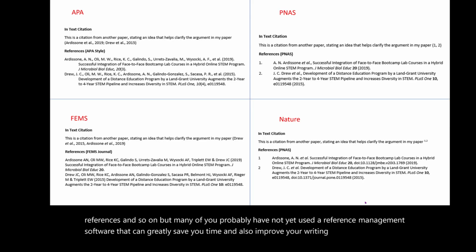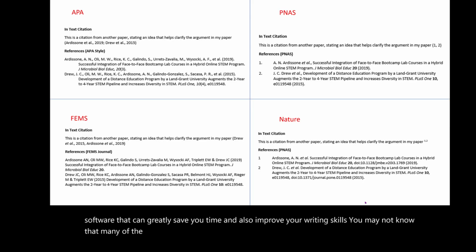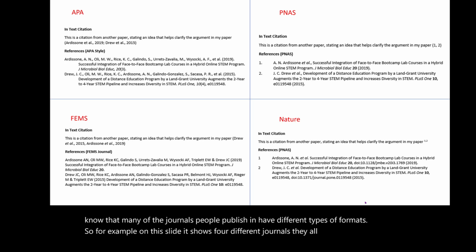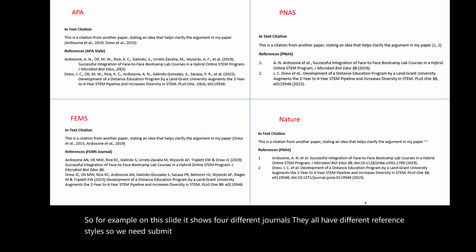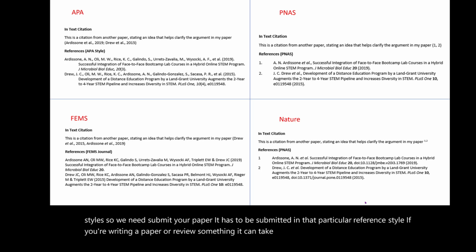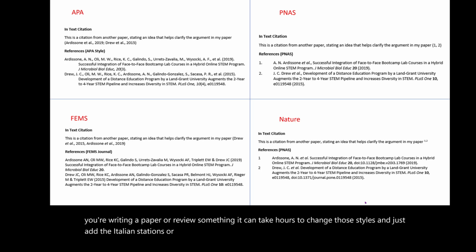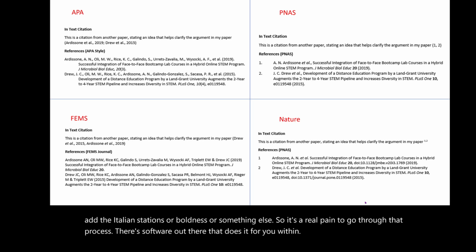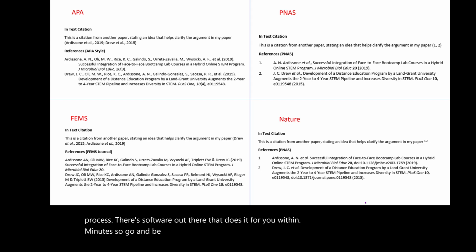You may not know that many of the journals people publish in have different types of formats. So for example, on this slide, it shows 4 different journals that all have different reference styles. When you submit your paper, it has to be submitted in that particular reference style. If you're writing a paper or a review, it can take hours to change the styles and just add the italicizations or boldness or something else. So it's a real pain to go through that process. There's software out there that does it for you within minutes. So be open-minded to see what you can do with the software.